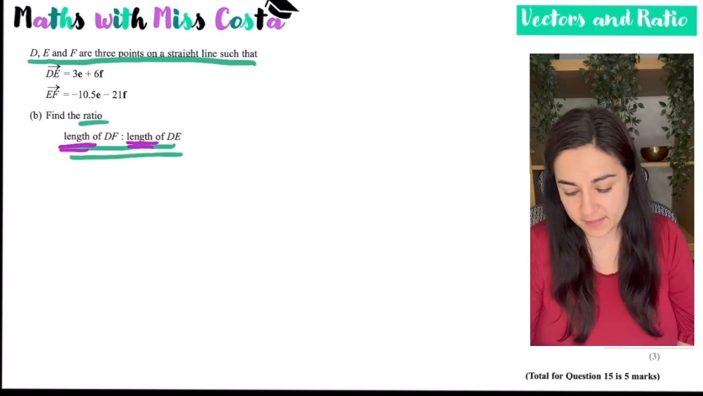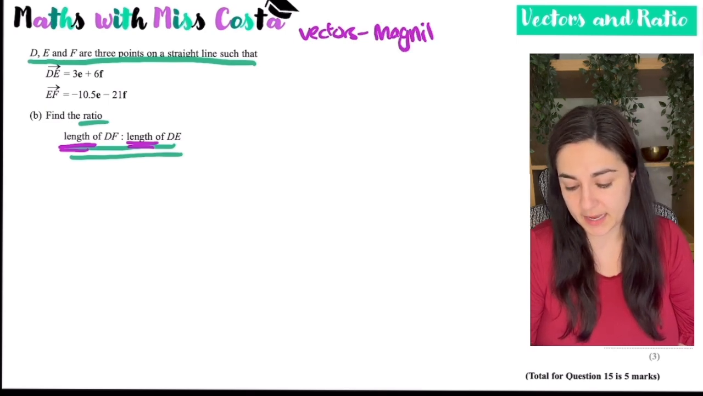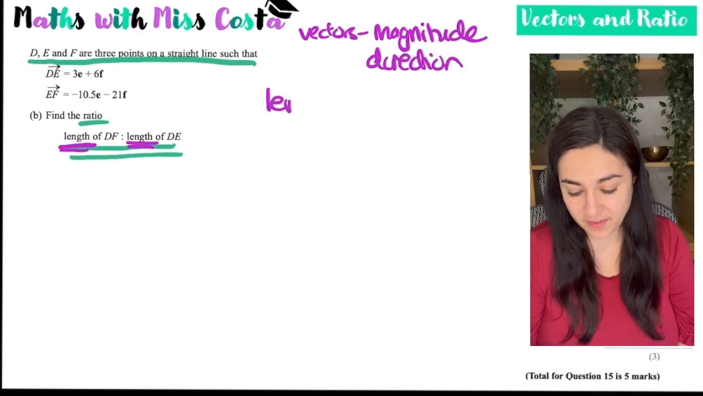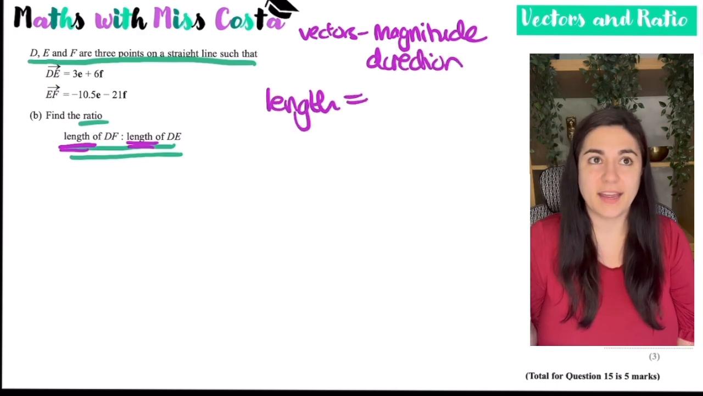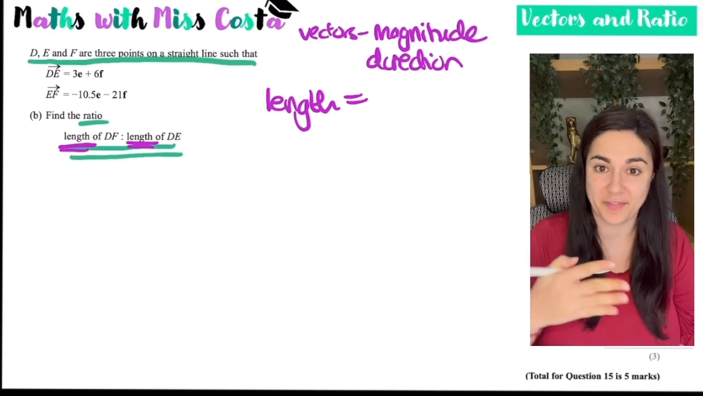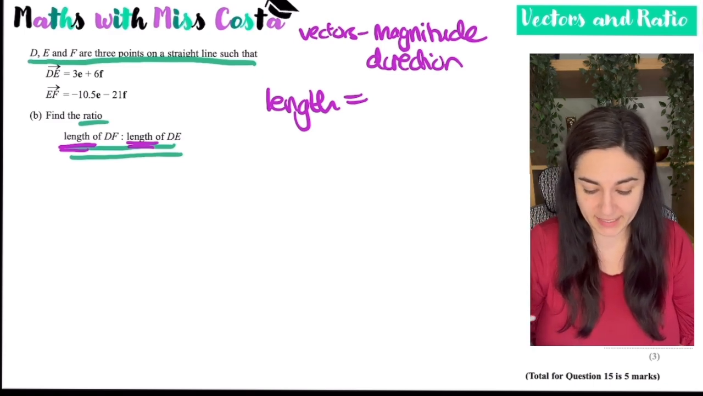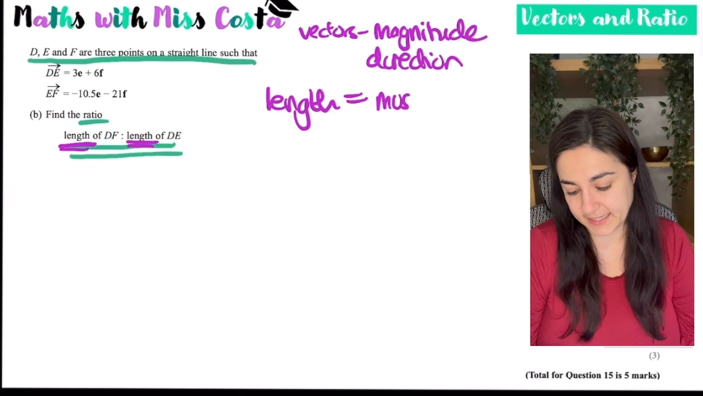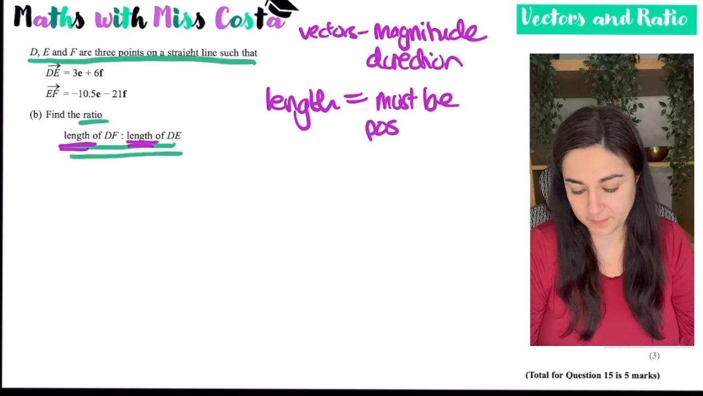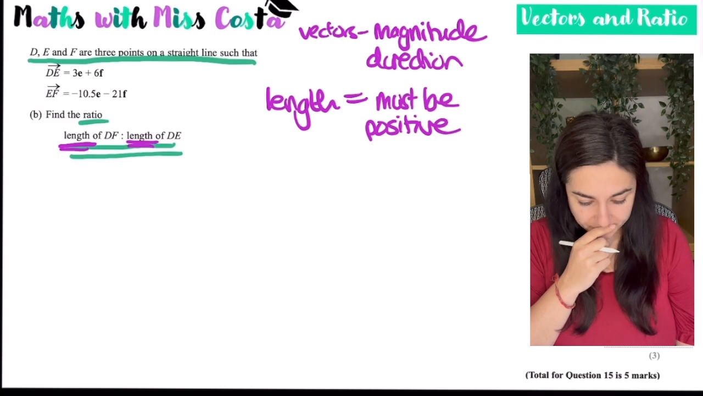So remember that vectors give you both magnitude and direction, whereas a length does not have direction and it cannot be negative because a length is a positive value. So that's something to bear in mind for later. So a length must be positive. So let's have a look at what's going on.